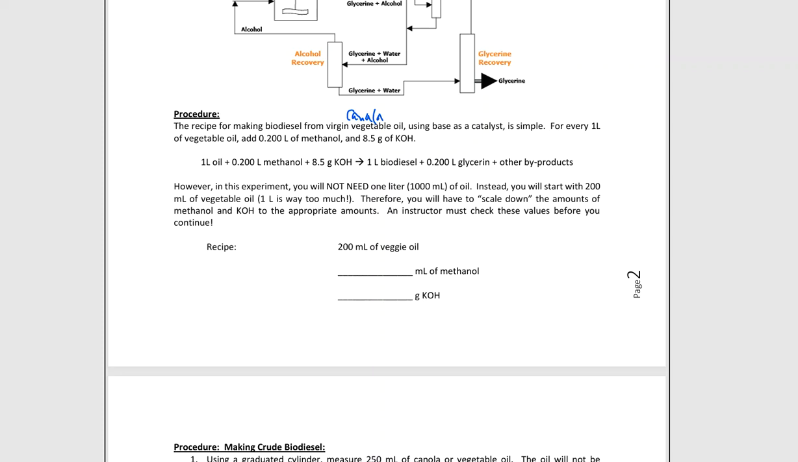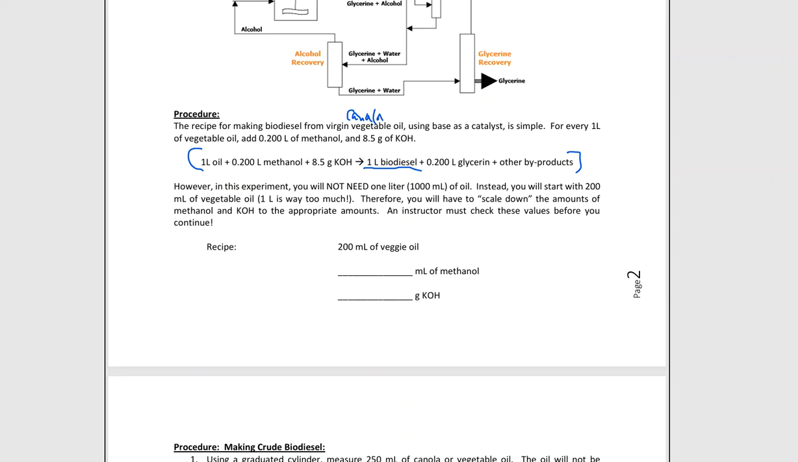The recipe for making biodiesel from virgin canola or vegetable oil using base as a catalyst is simple. For every 1 liter of oil, you're going to add 200 milliliters of methanol and 8.5 grams of KOH. This gives us an overall reaction and an idea of how much product we're going to end up with. 1 liter of oil should give us about 1 liter of biodiesel. They are almost 1-to-1 as far as volume goes. And the glycerin produced is about the same as the methanol.